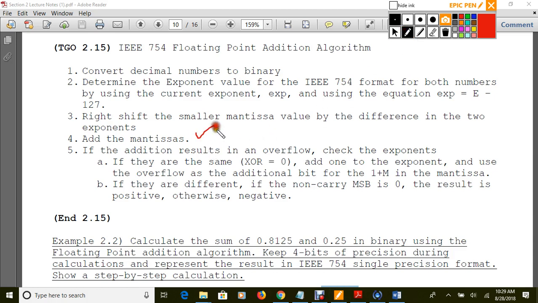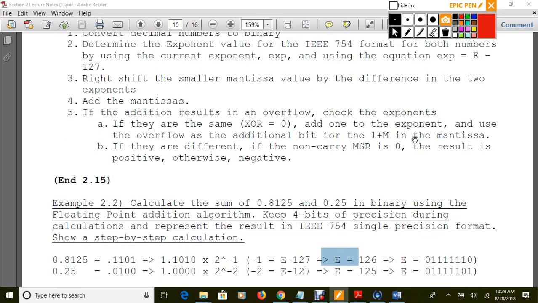Next step, add the mantissas. And finally, this is where we take in the topical guide objective from the last class: if the addition results in an overflow, check the exponents. If they are the same, you just add 1 to the exponent because you've got overflow. That basically means you're going to end up doing a shift. Remember how I told you if they're the same, you can have overflow; if they're different, you can't. If you get an overflow, that just basically means the number disappears. I'll show you an example of that type of problem in a bit.